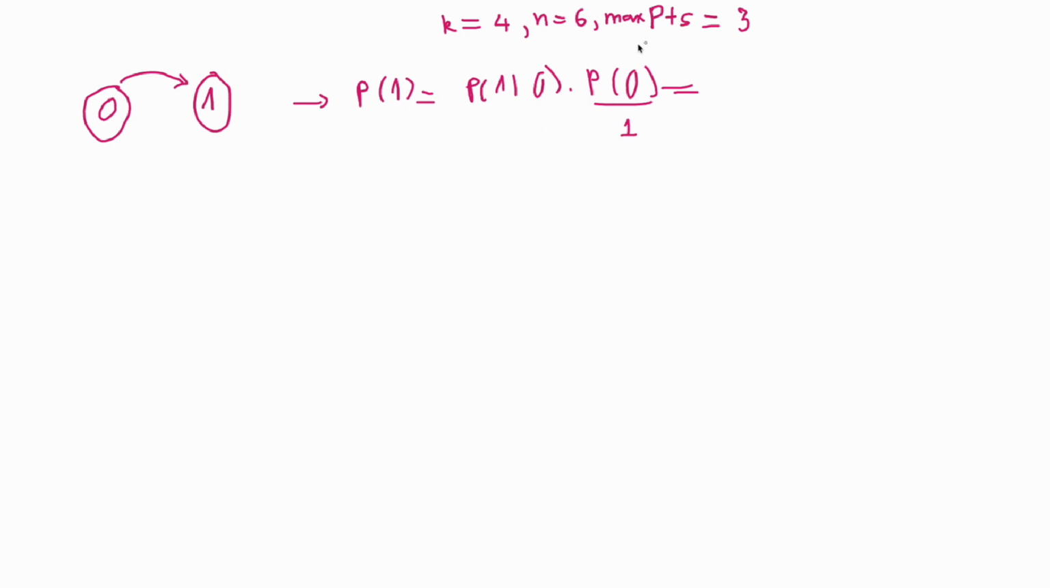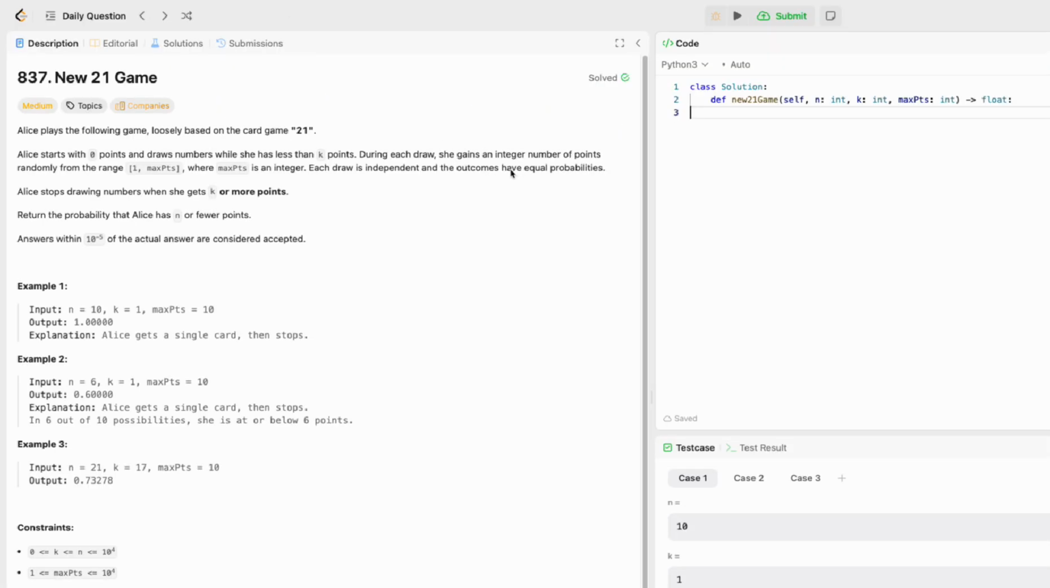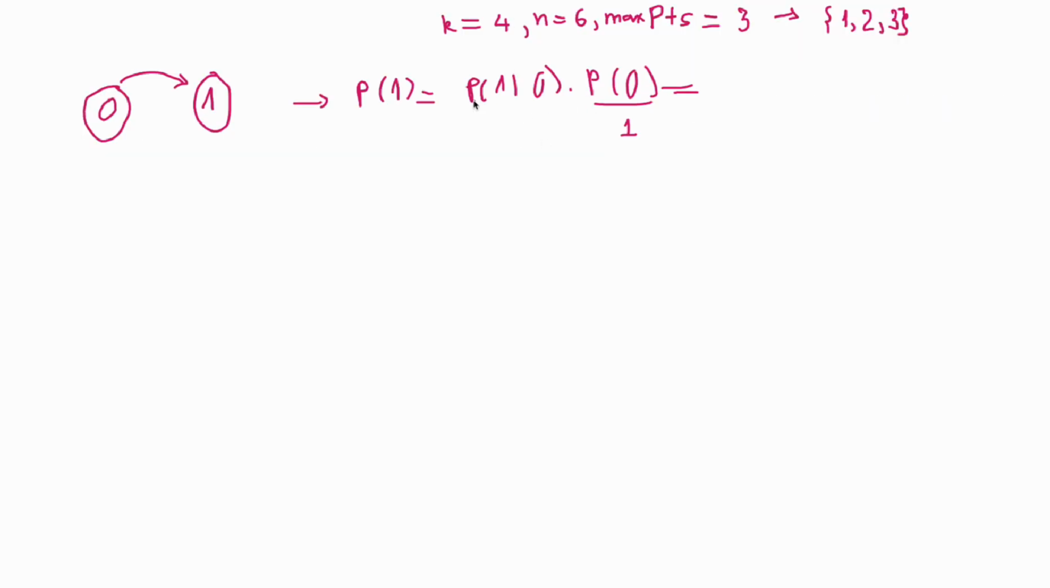So in here we have three choices because of the max point. For every single step, we can have three choices. We can choose 1, 2, or 3. We draw one number from this set, and the most important thing is that the probability for each outcome is equal. So this one is 1 over the max points, which is equal to 1 over 3 times 1, so that is 1 over 3.